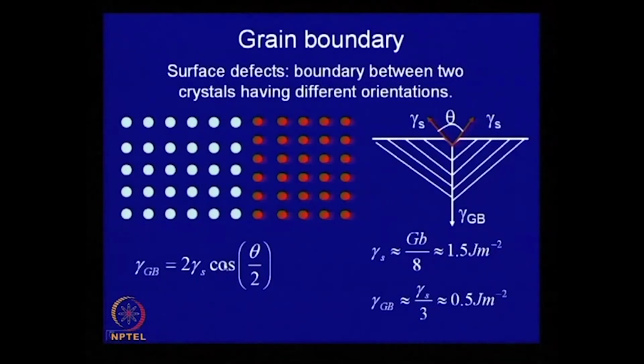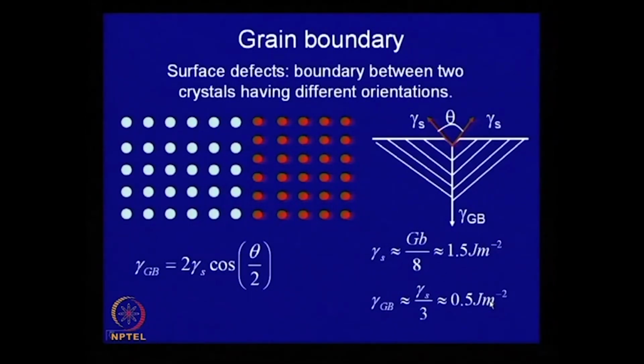And it has been found that usually this free surface energy, which is rather high, is of the order of 1.5 joule per meter square for many materials. In that case, the grain boundary energy depends on the angle, and roughly we will take it to be 1/3 of this. So, around 0.5 joule per meter square.